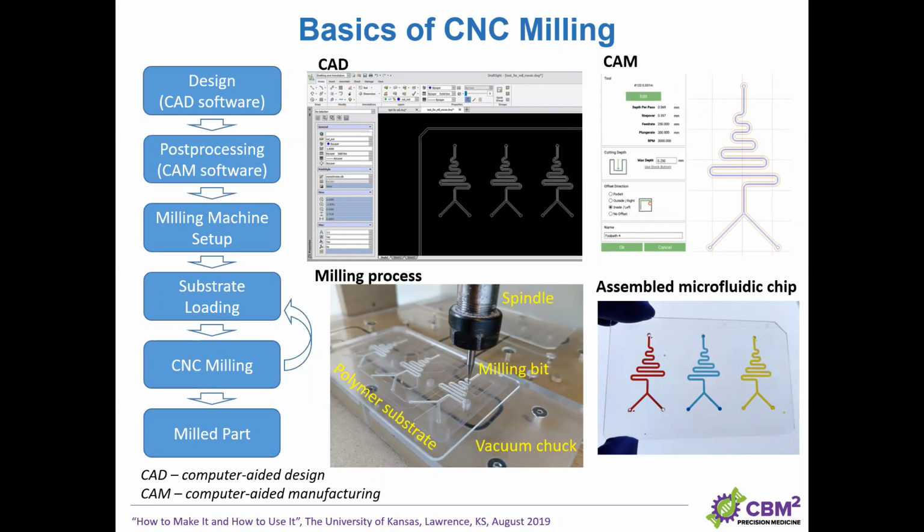Then we set up the milling machine, we load our substrate into the machine, and we perform CNC milling, right? And this process we can repeat many times, and every time we run these two steps, we pretty much can make another device, right? And once we have the milled part, we can assemble it, and like in this colorful example, fill the channels and use them for our application.